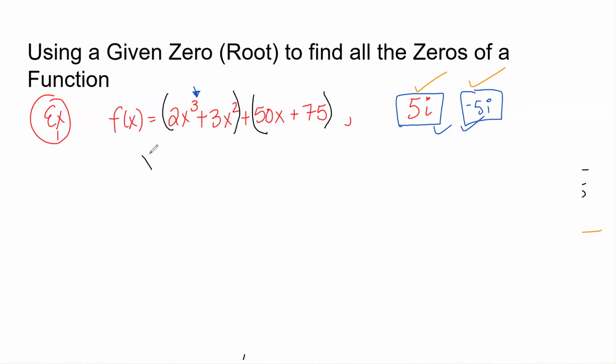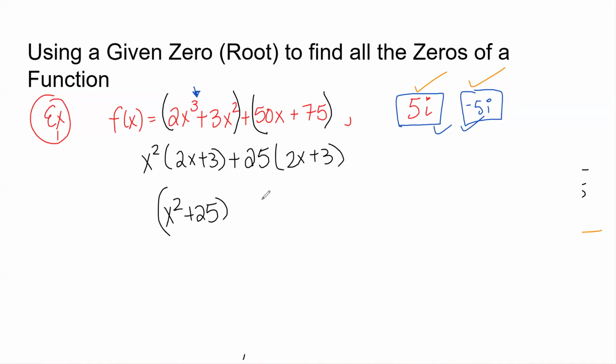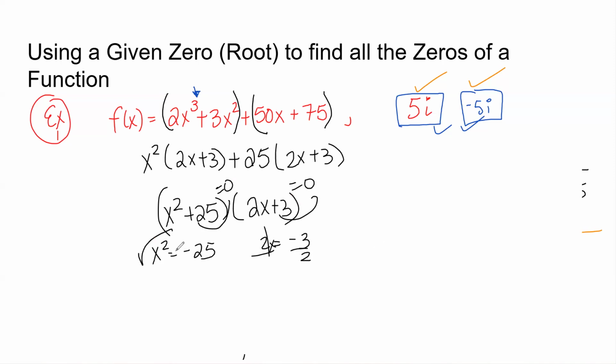GCF out of the first set would be x squared, leaving 2x plus 3. GCF, or greatest common factor, out of the second set would be 25, leaving us 2x plus 3. So now that's x squared plus 25. We put the lonely stuff together, and then we drop down the other one. All righty, now set to 0, set to 0. This one would be, there's our -3/2. And this one, x squared is -25, root x is plus or minus 5i.